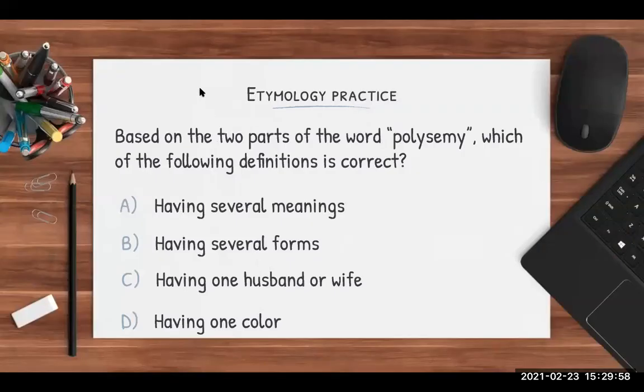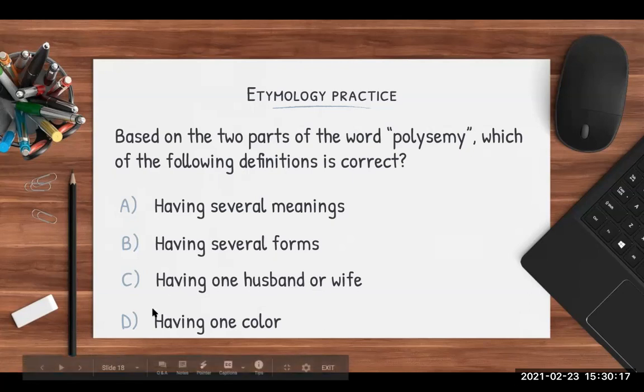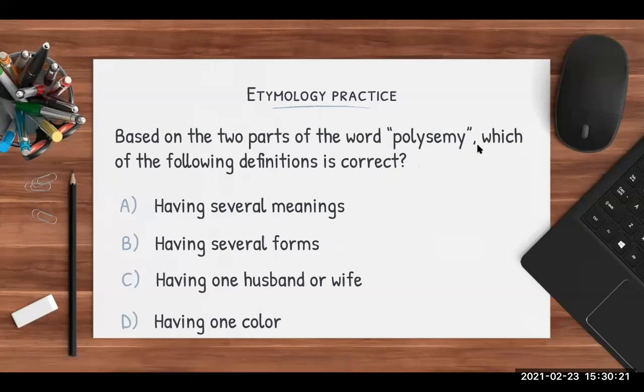Now we have some practice for the etymology strategy. So the question is, based on two parts of the word polysemy, which of the following definitions is correct? A, having several meanings, B, having several forms, C, having one husband or wife, or D, having one color. So if we look at the word polysemy, we can break it down into two pieces.